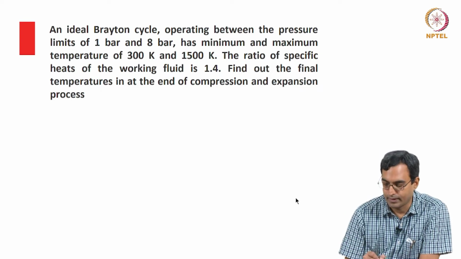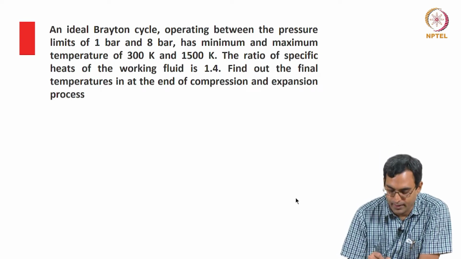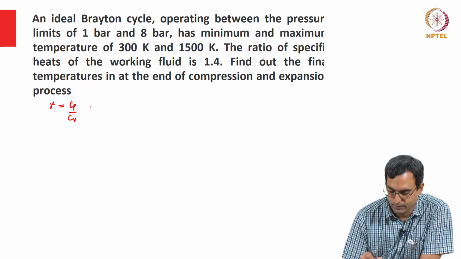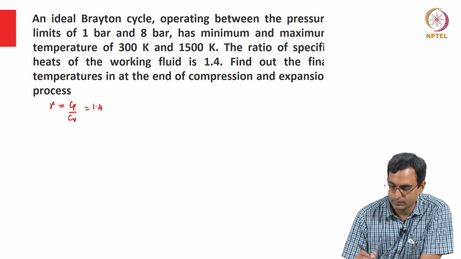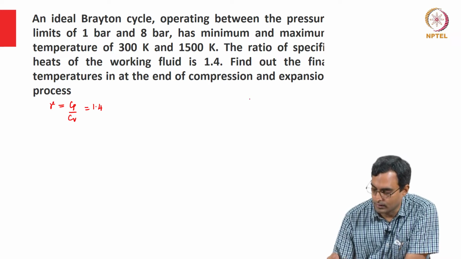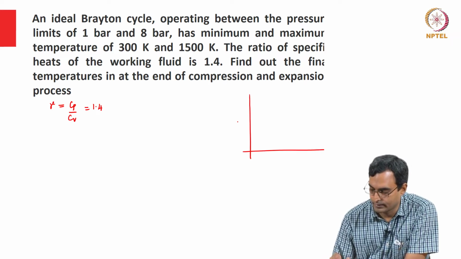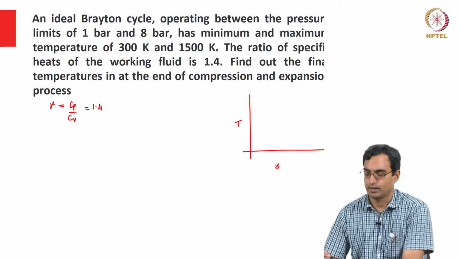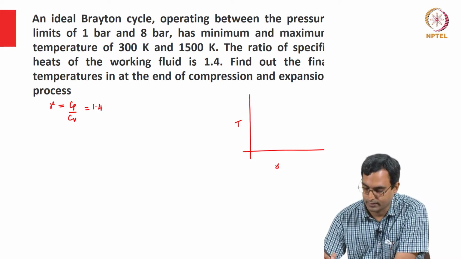The ideal Brayton cycle is an air standard cycle. We expect it to be air. So ratio of specific heats is essentially gamma, which is given as 1.4. So let's draw this cycle on a TS or a PV diagram. The TS is usually more useful for these kind of cycles.